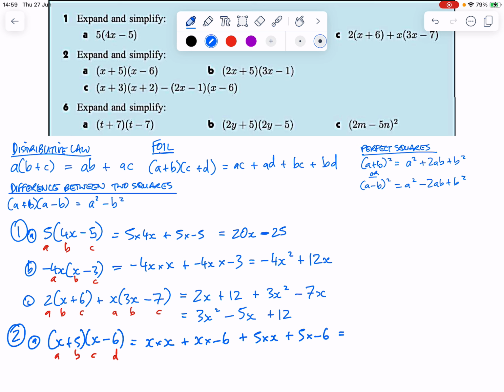x times x is x squared. x times negative 6 is negative 6x. 5 times x is positive 5x. 5 times negative 6 is negative 30. x squared, negative 6x plus 5x is going to be negative 1x, take 30. That's A.